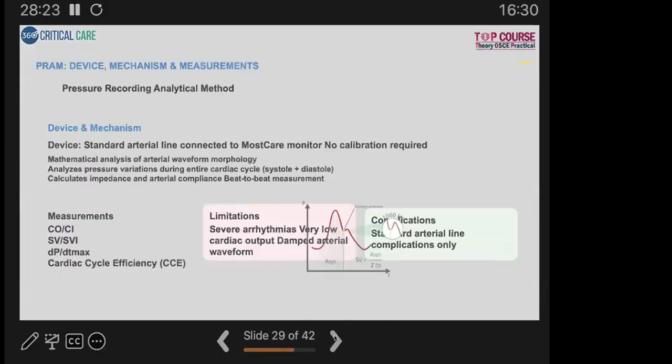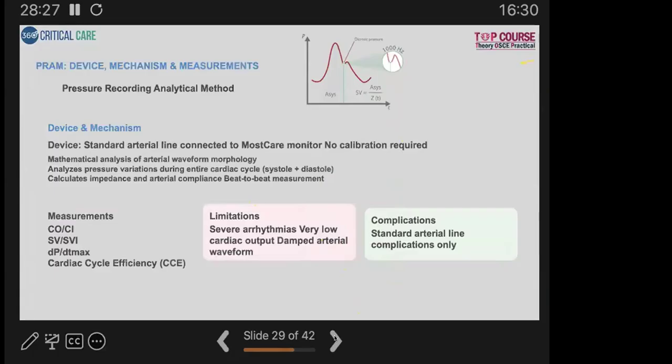The next device is the PRAM, that is the pressure recording analytical method, where there is a mathematical analysis of arterial waveform morphology, where it analyzes the pressure variations during the entire cardiac cycle. It measures during the systole as well as the diastole, and it calculates the impedance and the arterial compliance. There is a beat to beat measurement, and the main limitations are arrhythmias, very low cardiac output, and damped arterial waveform, and arterial line related complications are expected. This is also one of the uncalibrated devices.